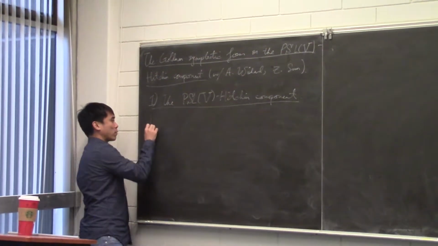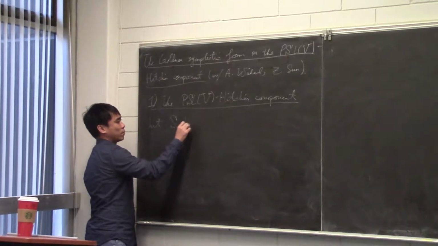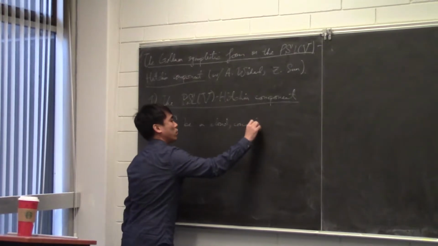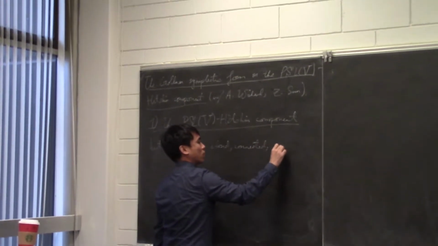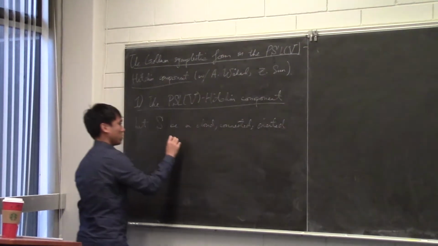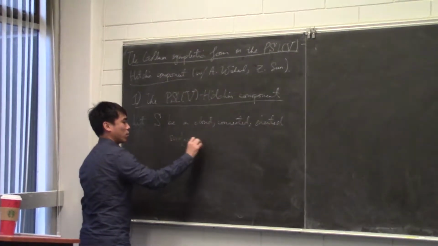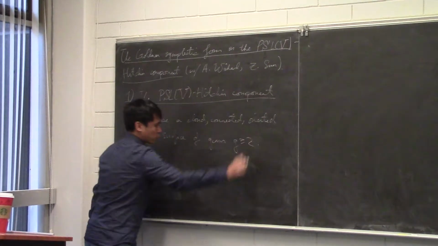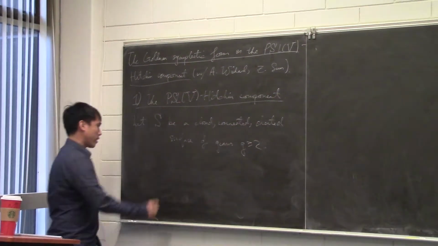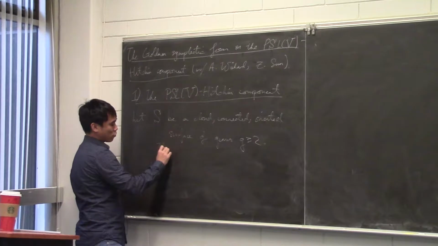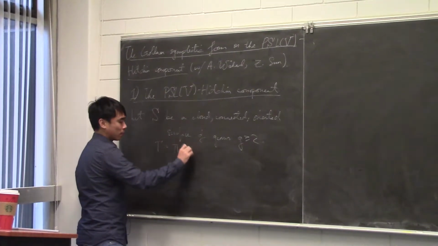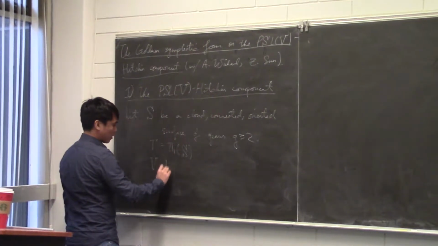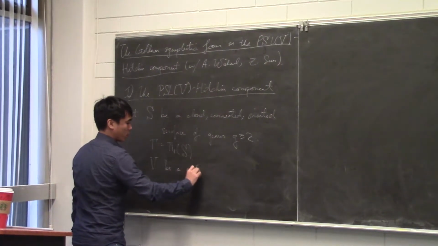So, for the rest of today, I'm going to let S be a closed, connected, oriented surface of genus at least 2, so it has negative Euler characteristic. And I'm going to denote the fundamental group of S by gamma. And I also let V be an n-dimensional real vector space.